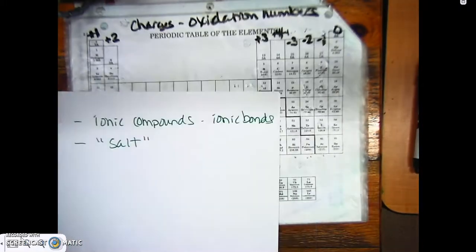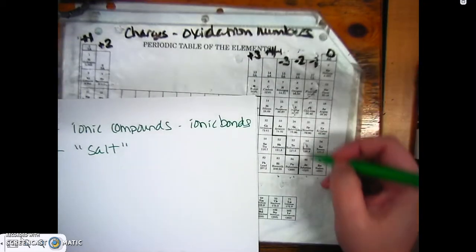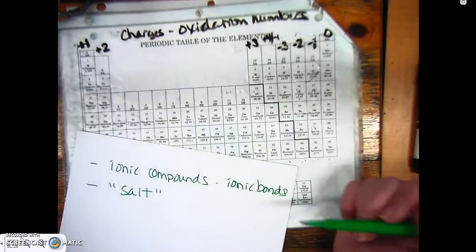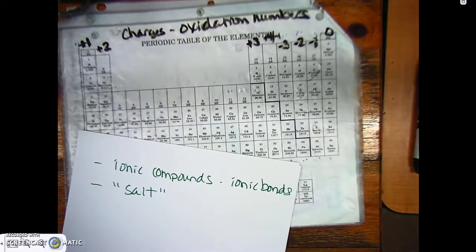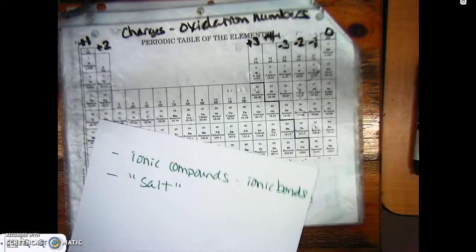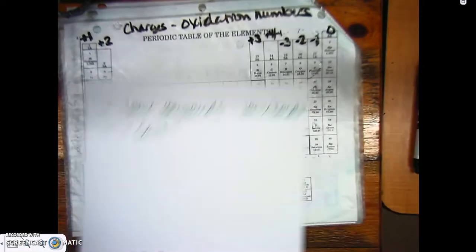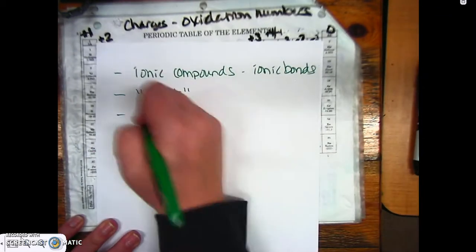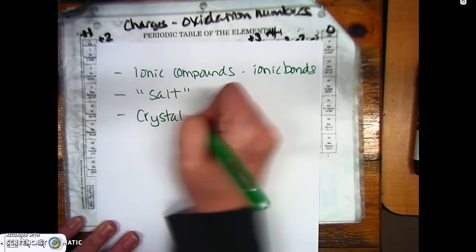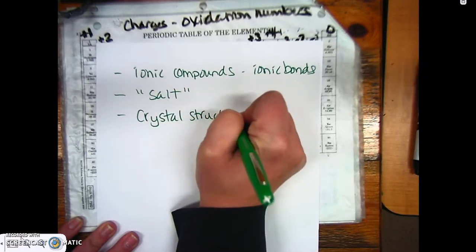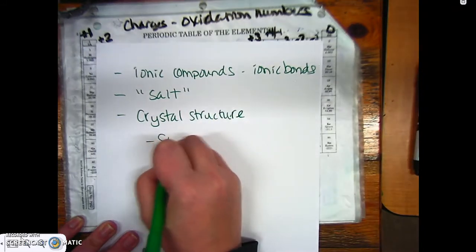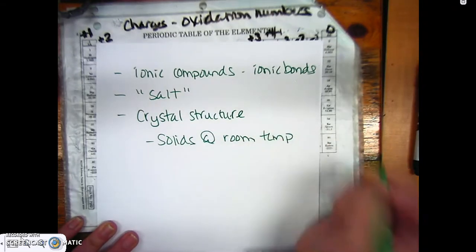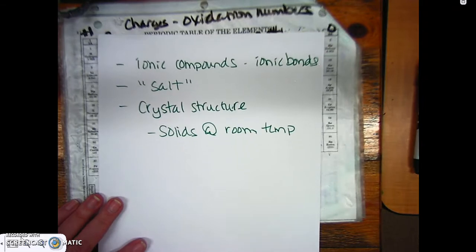If you remember, we called column 7 halogens because they're salt formers, because quite often these guys are going to hook up with metals and make ionic compounds, and so they're called salts. That doesn't mean that oxygen and sulfur and stuff don't form salts, but it was just sort of how they got their name. Another thing about ionic compounds is they have a crystal structure which gives them some of their other properties. They're going to be solids at room temperature, as opposed to other kinds of compounds that aren't ionic, that tend to be liquids or gases.